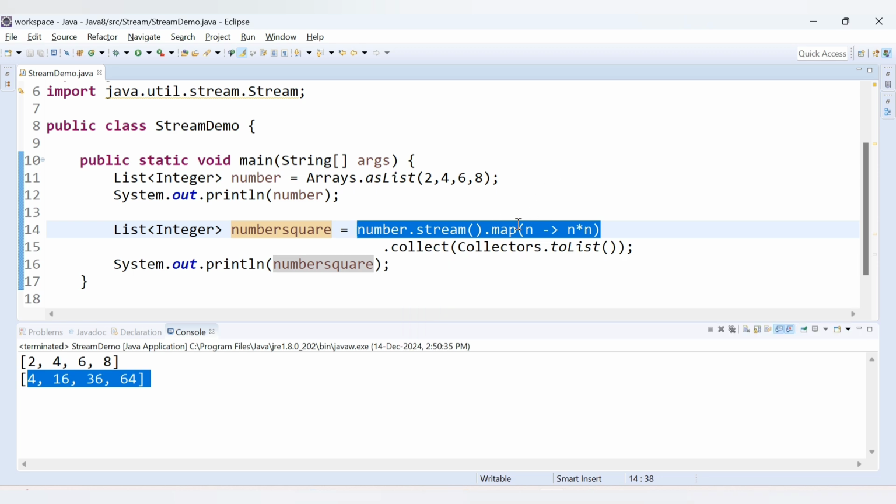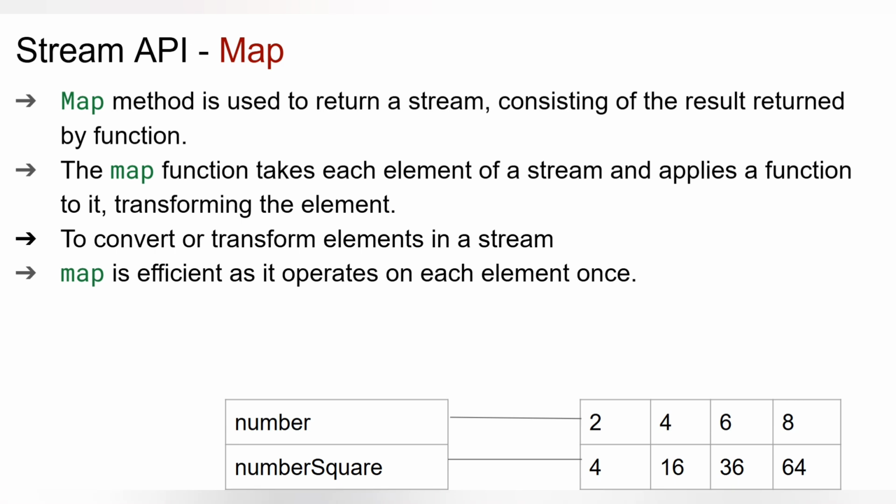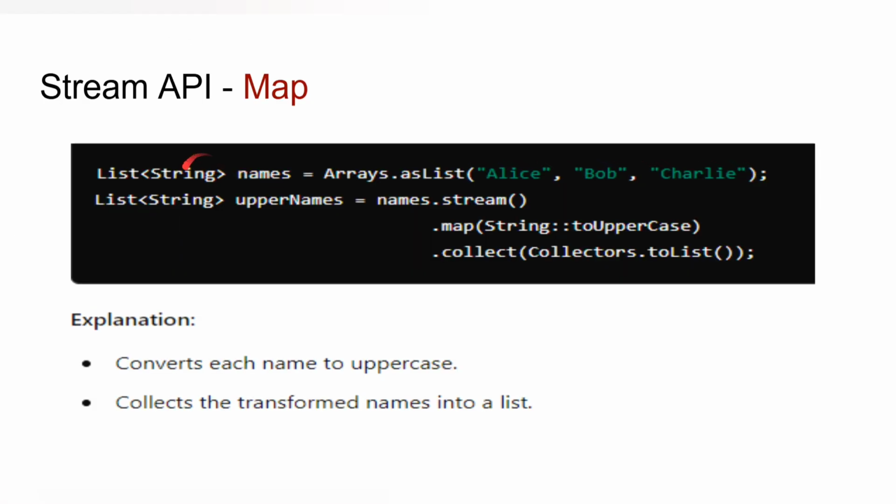Now we want to see another example here. What we will do now is create another list here of type string. We will have some values inside this list, and we will convert the original list to a new list called upperNames. This list will have all the characters in uppercase. Now let's see the logic for it.